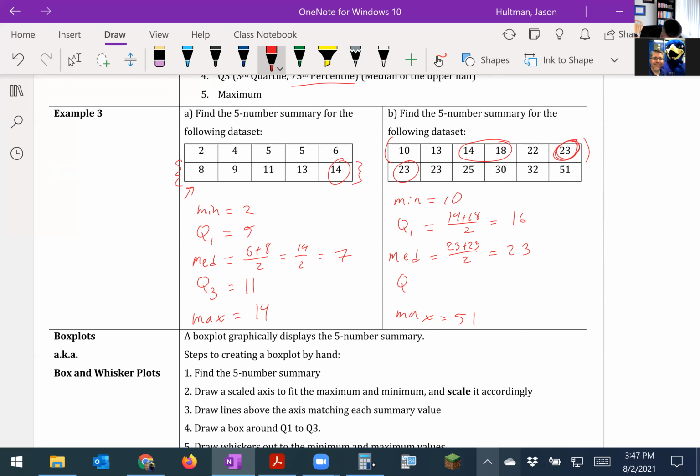Okay, what about Q3? Q3 is the middle of the upper half. Well, the upper half is the bottom row. And so the middle, there's not just one middle, there's two middles for the upper half, I should say. 25 plus 30 over 2. So that becomes 55. Divide that by 2. I get 27.5, and that's Q3. So that's my 5-number summary.